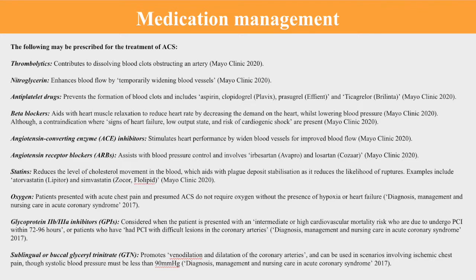For non-STEMI ACS, as prescribed for STEMI, granted left ventricular ejection fraction less than 40%, hypertension, diabetes mellitus, or chronic kidney disease. Angiotensin receptor blockers assist with blood pressure control and include Diovan and Cozaar. For STEMI, Diovan may be prescribed 20 mg twice daily, titrate up to 160 mg twice daily. For non-STEMI ACS, an alternative for patients unable to tolerate angiotensin converting enzyme inhibitors.